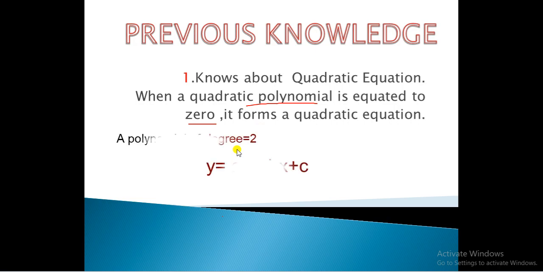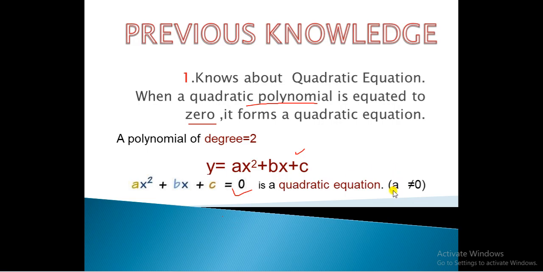So let us take a quadratic polynomial of degree 2, that is y equals ax square plus bx plus c. This is our quadratic polynomial. Now when we equate this quadratic polynomial to 0, what we will get? We will get ax square plus bx plus c equals to 0. So what is this? This is our quadratic equation along with the condition a must not be equal to 0.